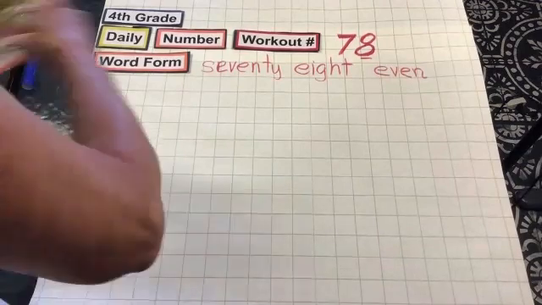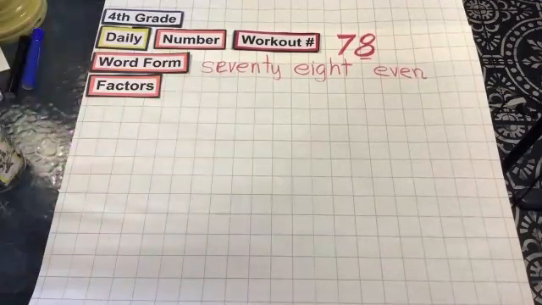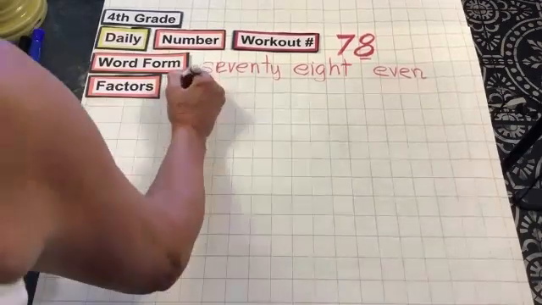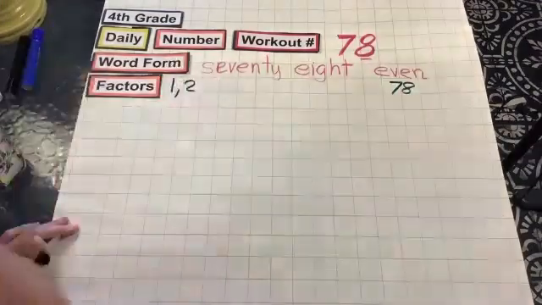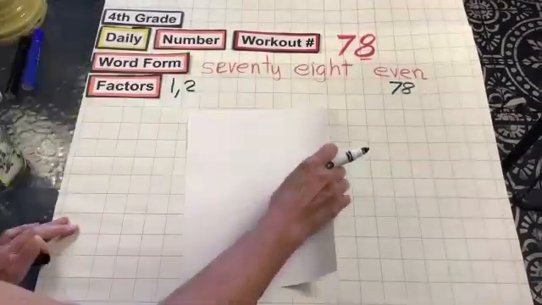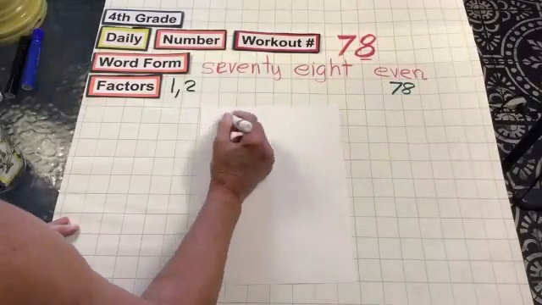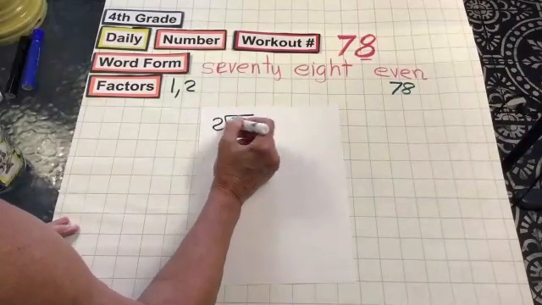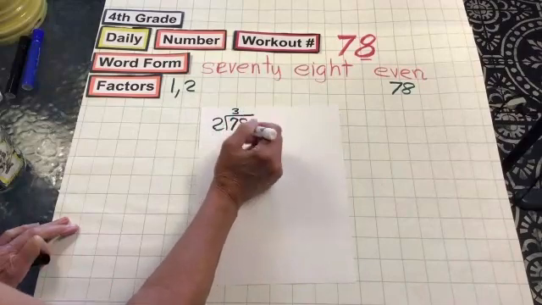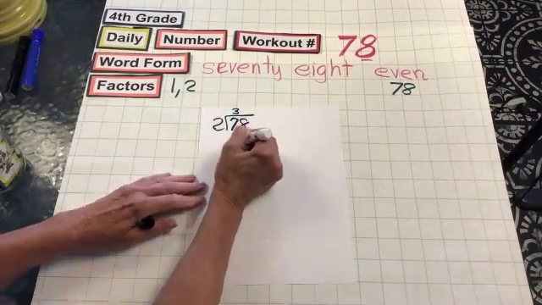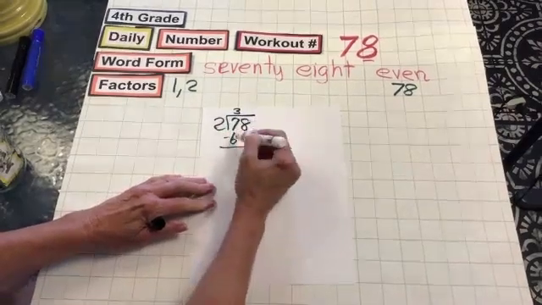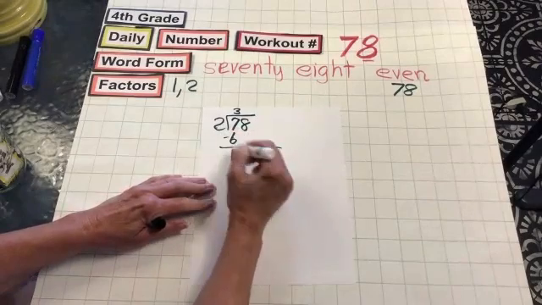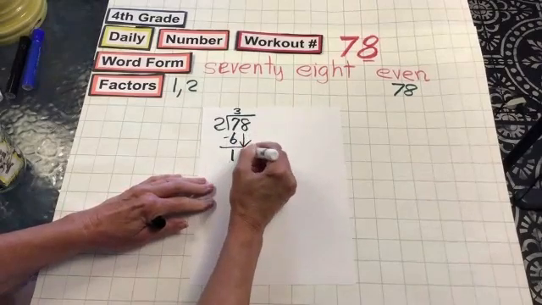All right, so let's go for our factors of 78. So we know 1 times 78 equals 78. We know 2 goes into 78 because it is an even number. So let's go ahead and do 2 into 78. 2 goes into 7 3 times because 3 times 2 is 6. 7 minus 6 is 1. 2 doesn't go into 1, so we know we're done with that column. Drop down the next one.